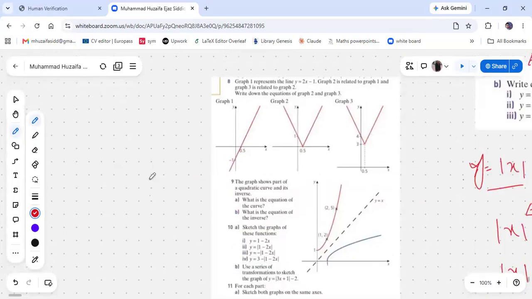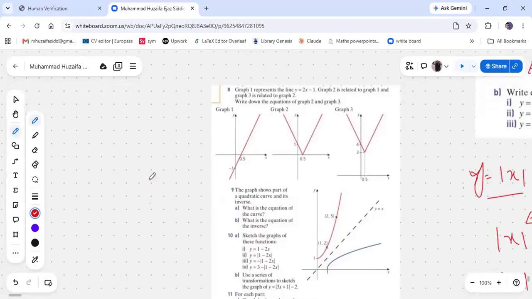This is a very easy part. Look at here. Our graphical representation: the graph represents a line, y is equal to 2x minus 1, and graph 2 is related to graph 1. Graph 1 represents the line, and I am writing it as G1, where G1 is denoted for graph 1. And graph 2 is related to graph 1.